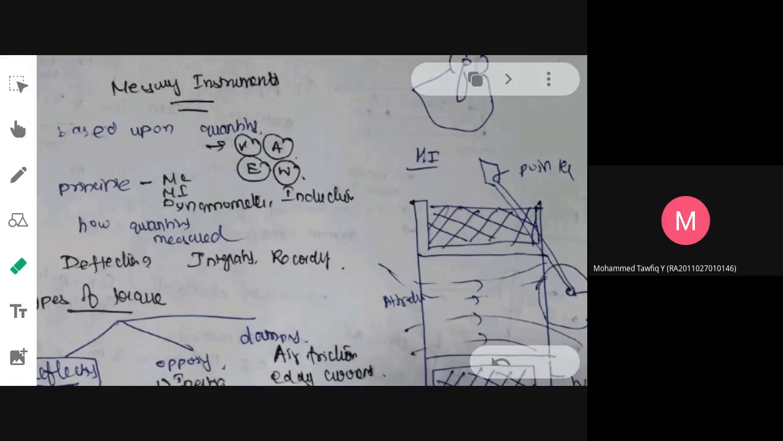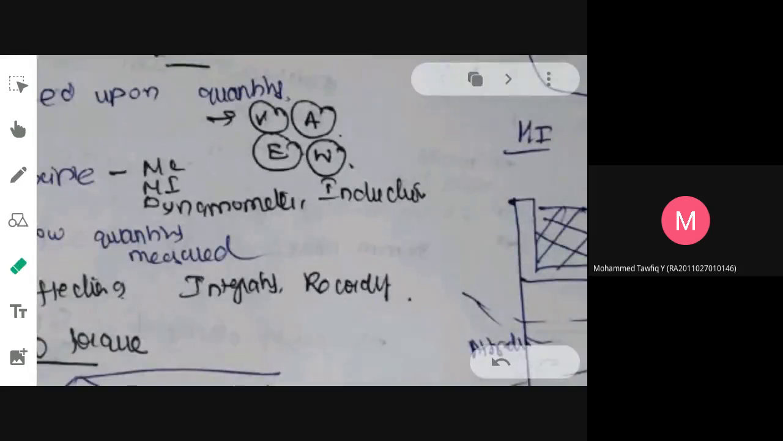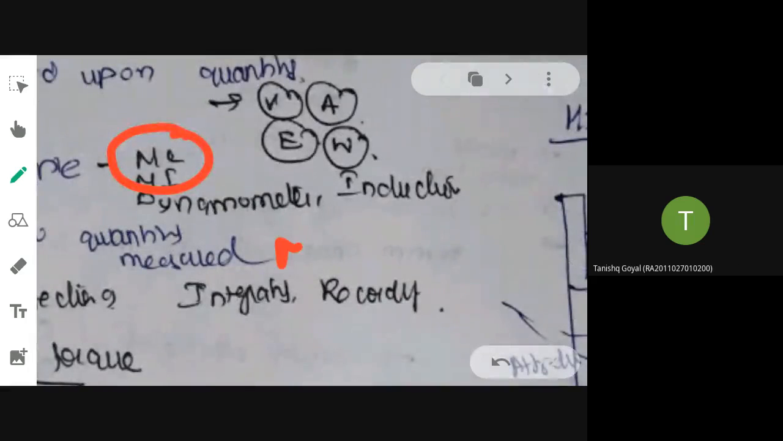Next, how to classify instruments. Only two types of instruments are included in your syllabus: MC instrument and MI instrument. I told you yesterday, MC instrument is used to measure what quantity, DC or AC? MC is used for measuring DC.